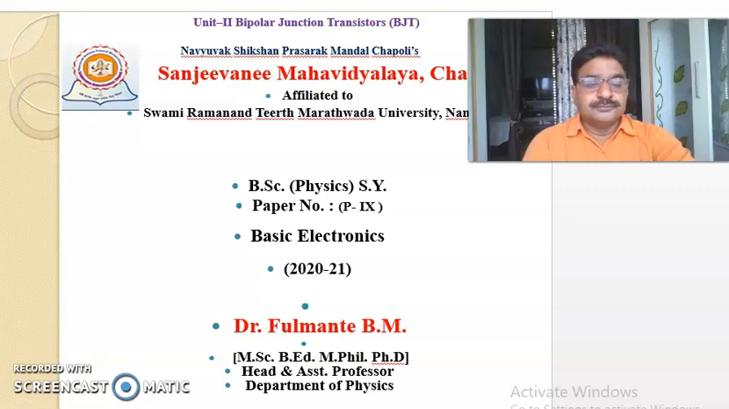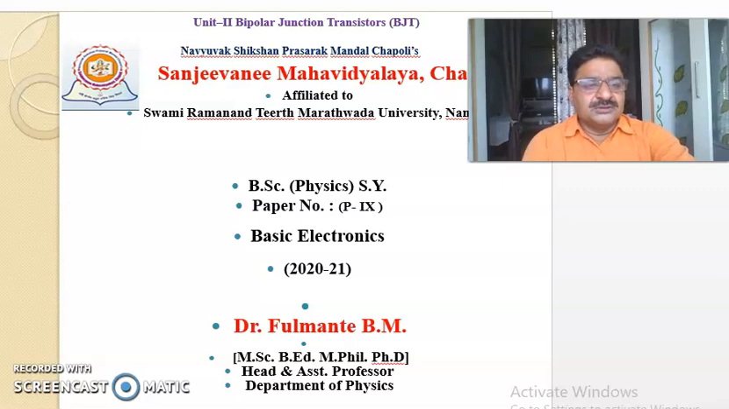Good afternoon. In the last lecture, we were discussing the common base configuration of a transistor. The remaining part we will discuss now in detail. Common base configuration of a transistor, the name itself says that there is one electrode common to both input and output. I mean, the base is common to input as well as output. Input is provided between two ports, emitter and base, whereas output is collected across collector and base.